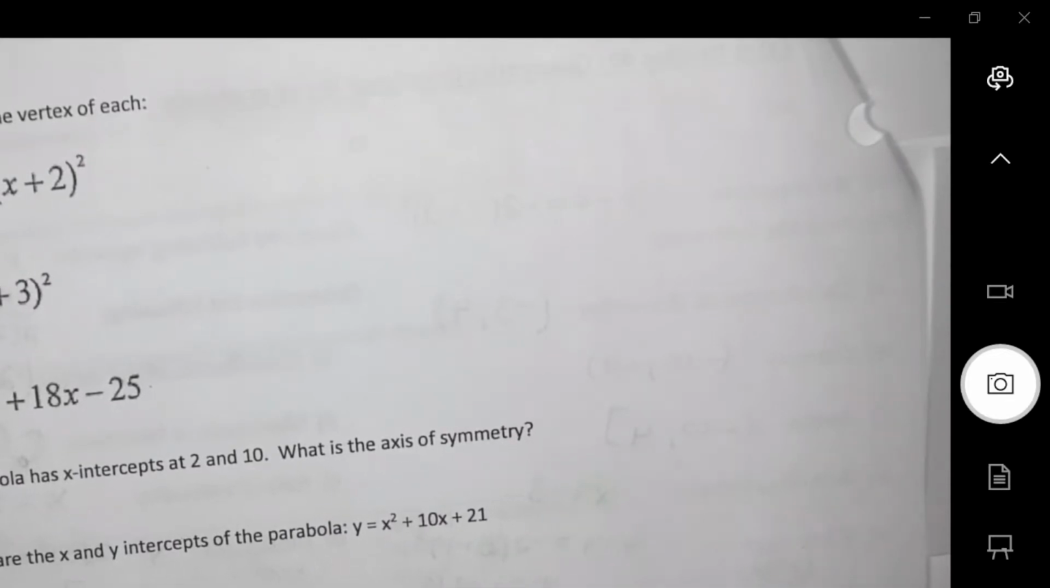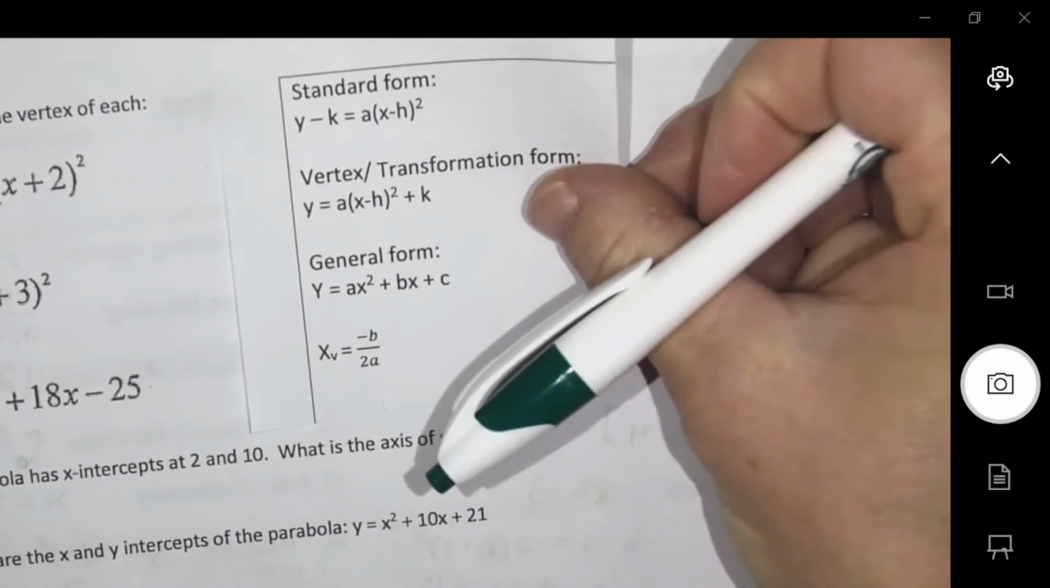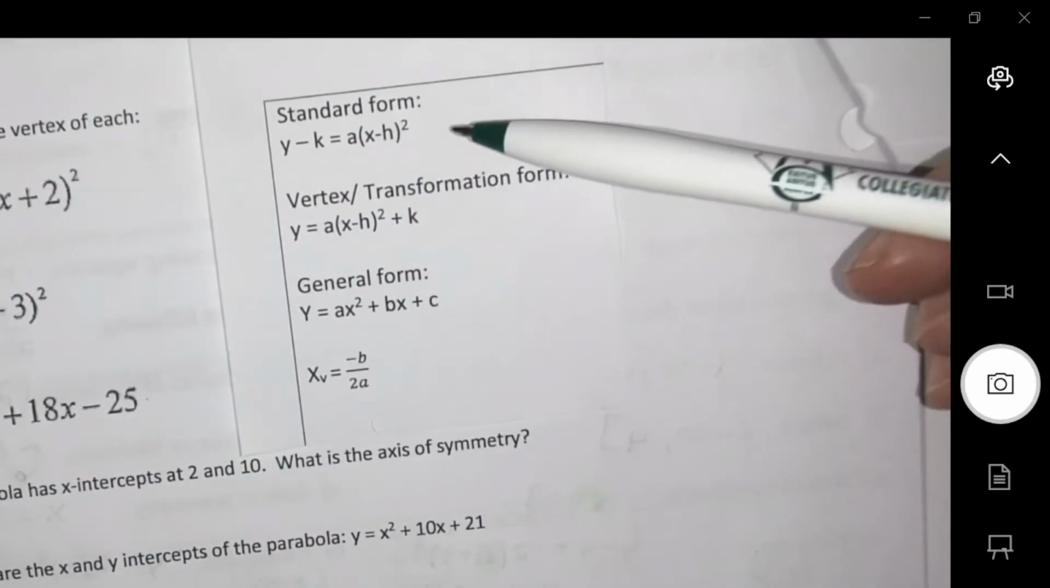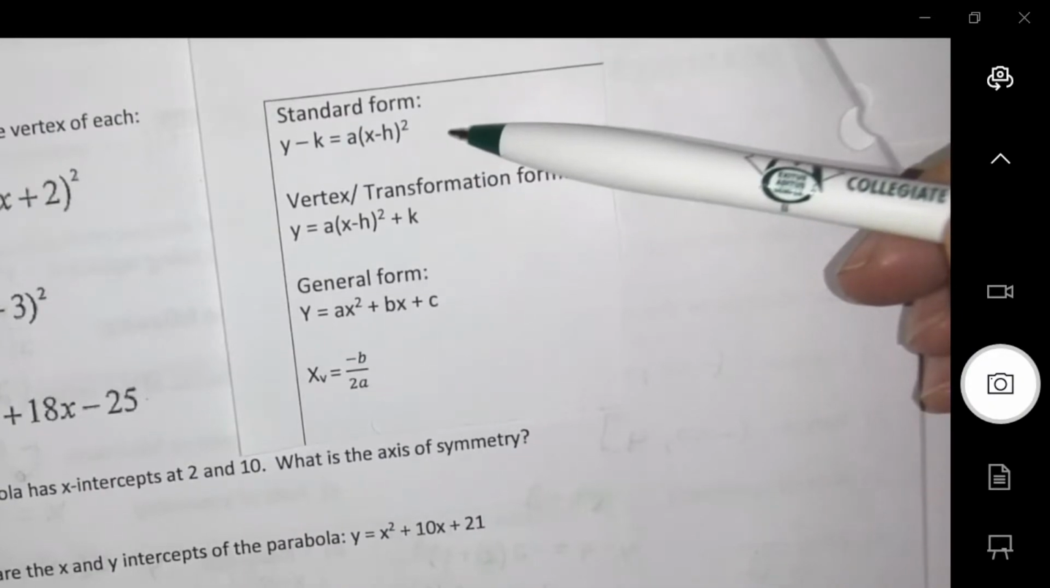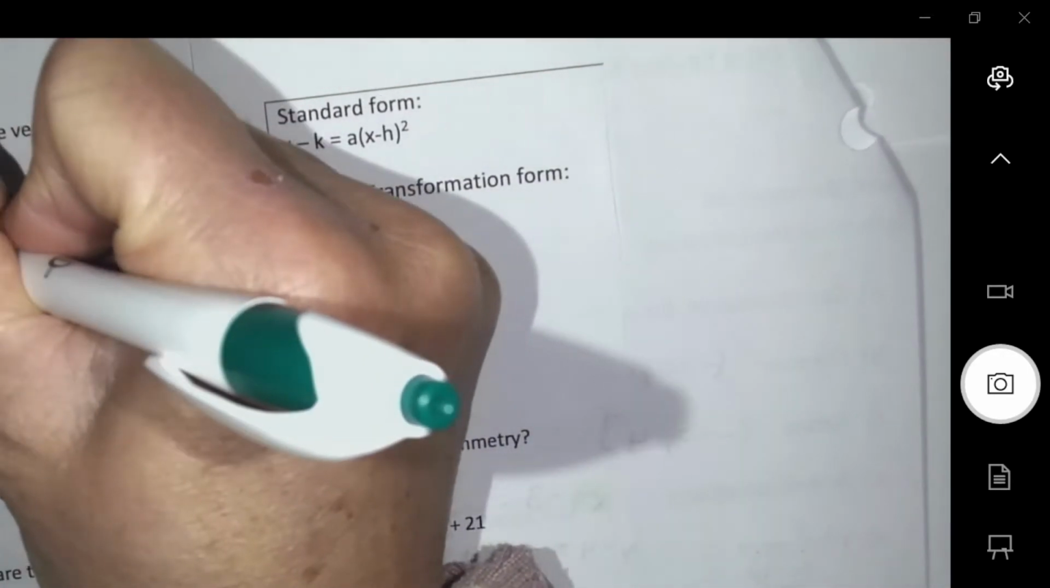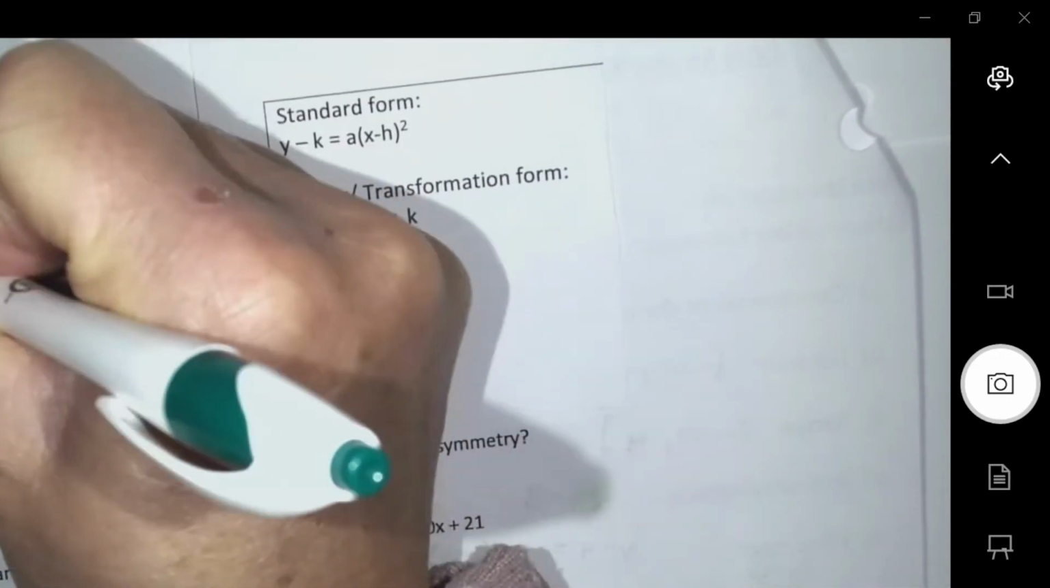Okay, determine the vertex. So what am I looking at here? Which form? So this would be the standard. So I should take everything with a opposite. Opposite.